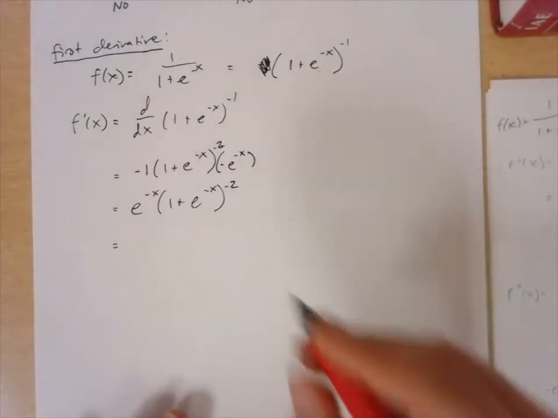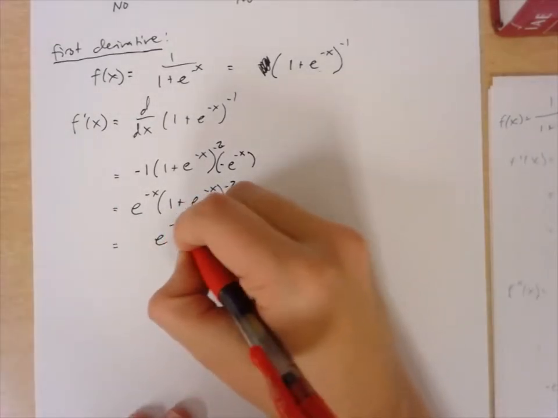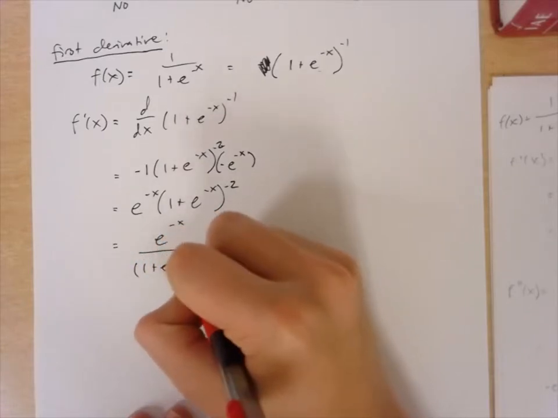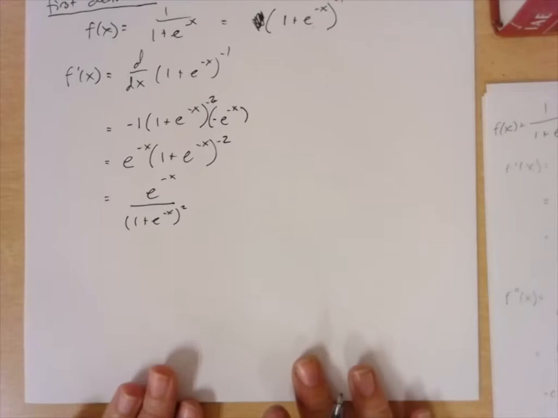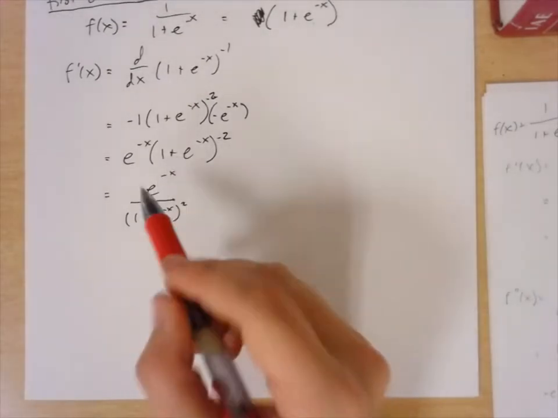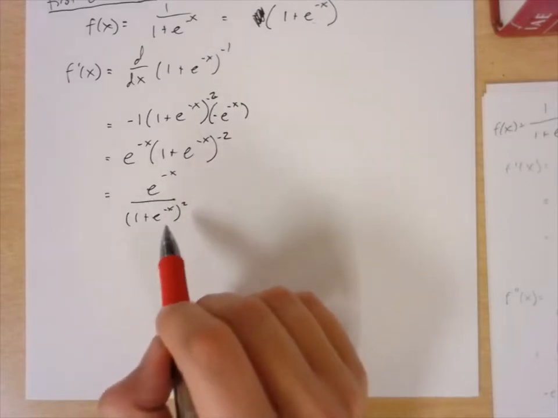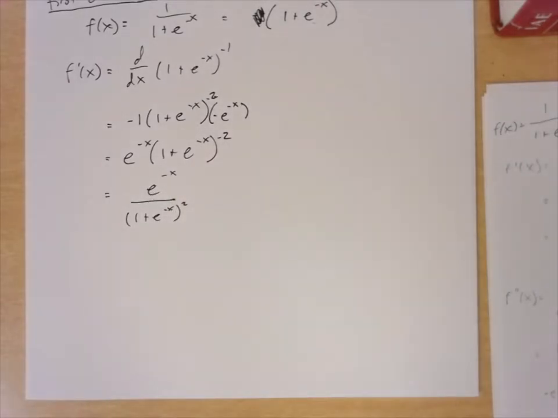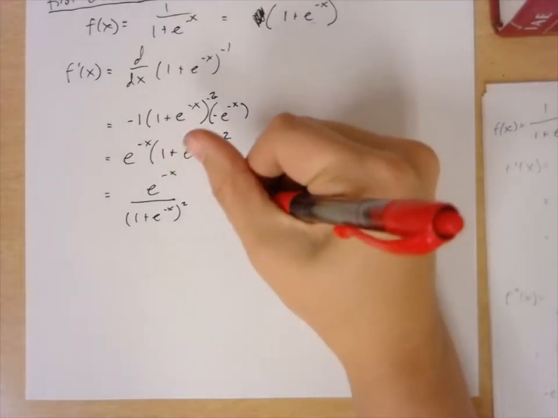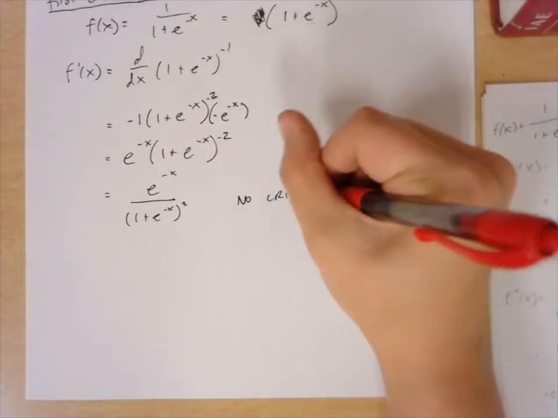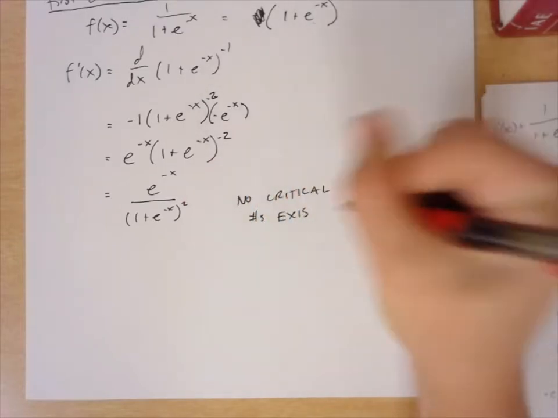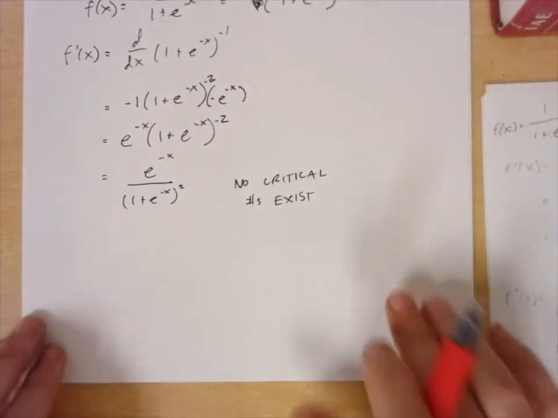And now I am left with a positive e to the negative x all over 1 plus e to the negative x, squared. And I know from before, like we just talked about, there is no exponent I can throw in here to make this 0 on top. And on the bottom, same thing. I know from when I just tried to find the vertical asymptote, I can't make this 0. So no critical numbers exist here. No critical numbers exist. Let's move on to the second derivative then.